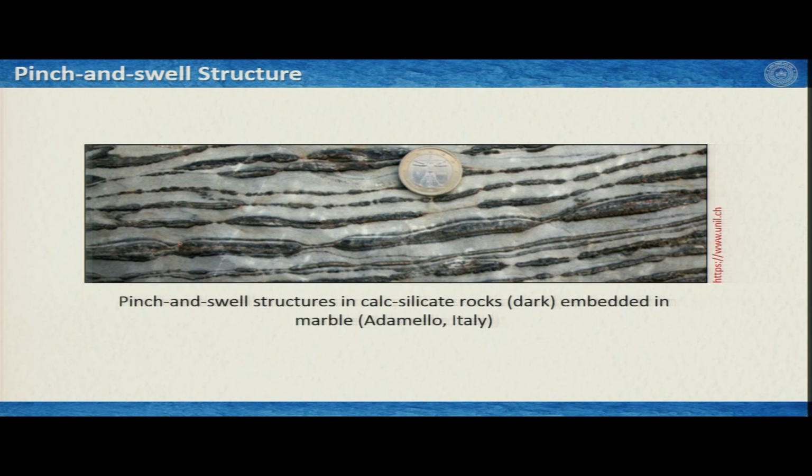It has a swell here and then a pinch here, right. Then again a swell and then again a pinch. So, this is alternate calc-silicate rock. These are the silicate parts and this is the calcitic part, and of course, silicates are stronger than calcite at high grades or at some temperatures, and therefore the silicates are undergoing pinch-and-swell, whereas calcite is working as less competent material or matrix to produce the pinch-and-swell structure.